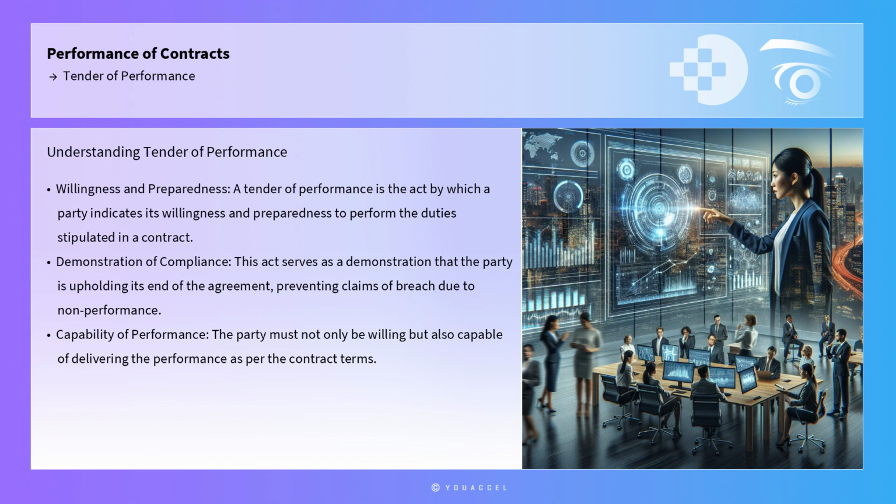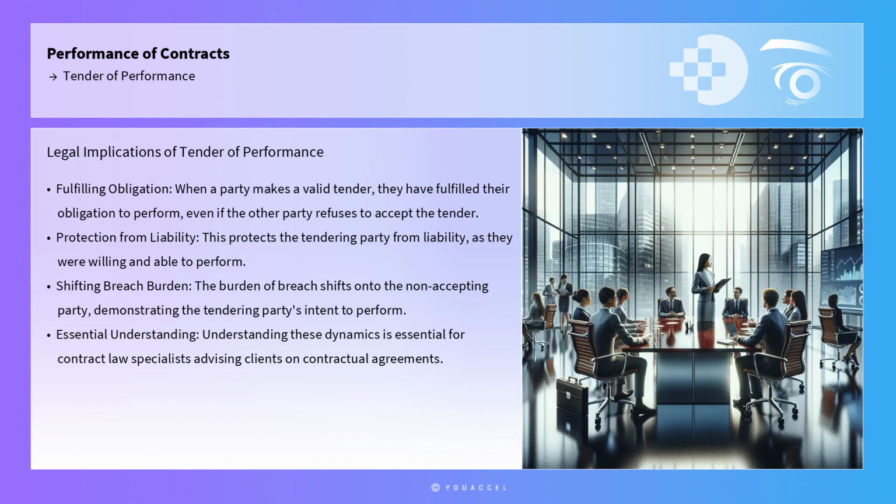At the core, a tender of performance is the act by which a party indicates its willingness and preparedness to perform the duties stipulated in a contract. This act serves as a demonstration that the party is upholding its end of the agreement, which can prevent the other party from claiming a breach due to non-performance. In practice, this means that the party must not only be willing, but also capable of delivering the performance as per the contract terms. For instance, in a sales contract, the seller must be ready to deliver the goods on the specified date and at the agreed location, while the buyer must be prepared to accept and pay for the goods. The legal implications of a tender of performance are significant.